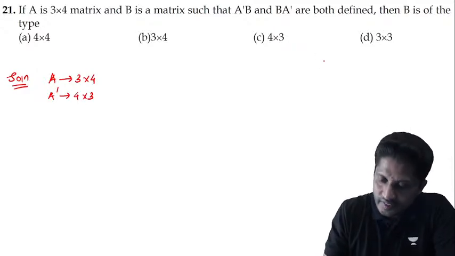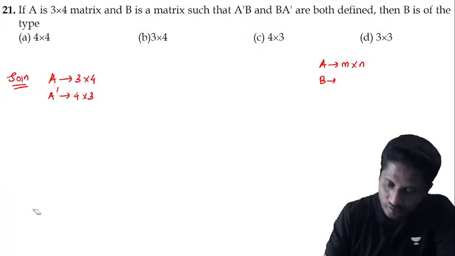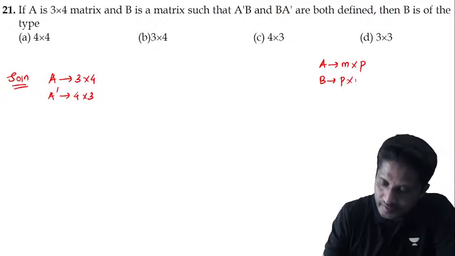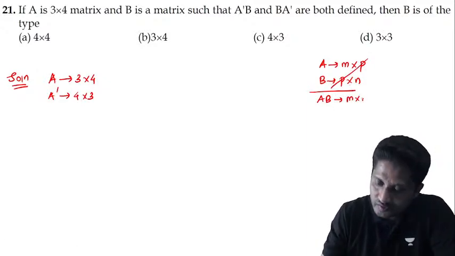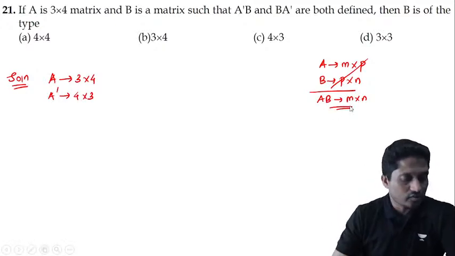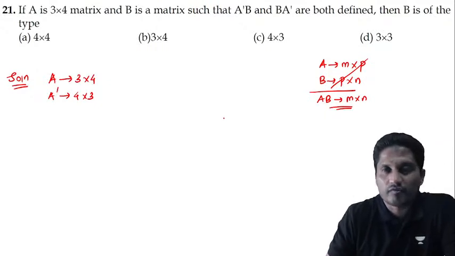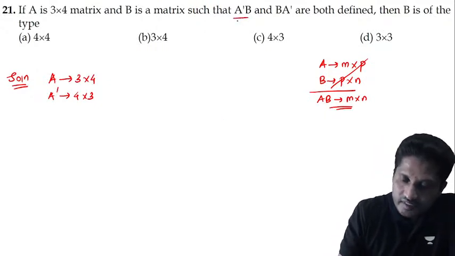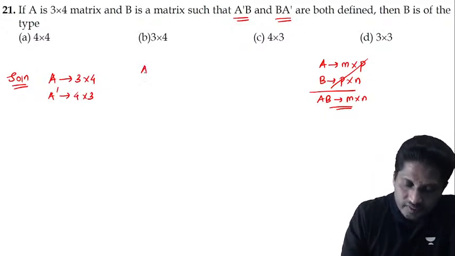Now we know that if A is a matrix of order m by p and B is a matrix of order p by n, the product AB is defined only when the number of columns of A is same as the number of rows of B. So AB should be a matrix of order m by n. If A is of order 3 by 4, obviously A dash is of order 4 by 3. It is given in the question that A dash B and B A dash are both defined.